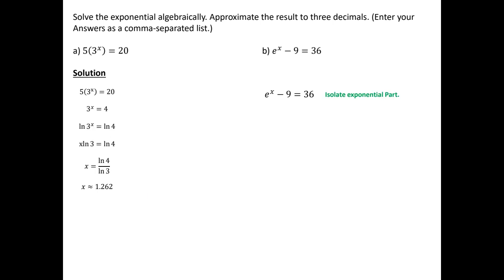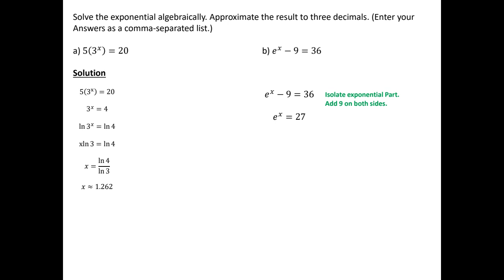All right, let's do B now. Okay, so for B, I need to isolate again the exponent part. I have a minus 9 there that is being subtracted from the exponent. It gets easy to simplify. I'm just going to add 9 on both sides. So when I add 9 on both sides, I get e to the x is equal to 27.